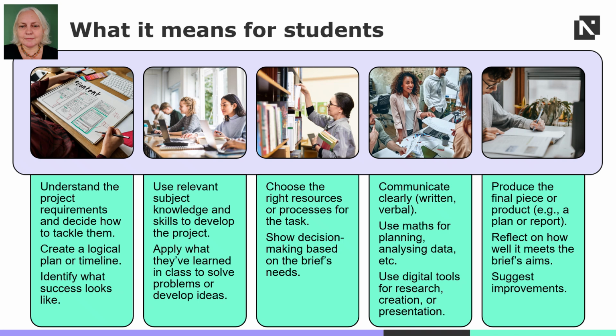And then finally, AO5 is about realising a project outcome and reviewing how well the outcome meets the brief. Students here would need to be able to produce a final piece or a product, for example, a plan or a report, and they would need to reflect on how well it meets the brief's aims and suggest improvements. Teachers here could help by providing feedback throughout the project process and modelling reflective thinking and review processes.